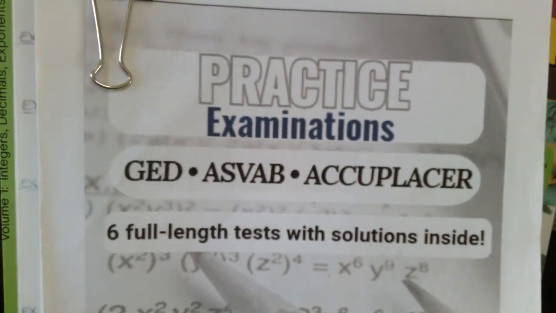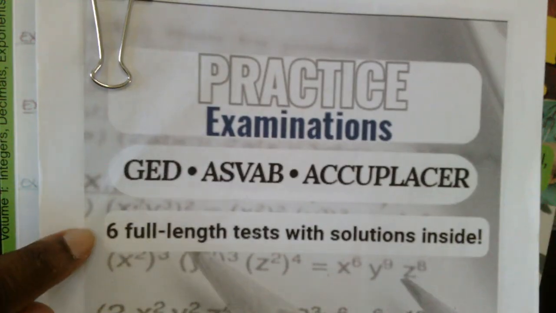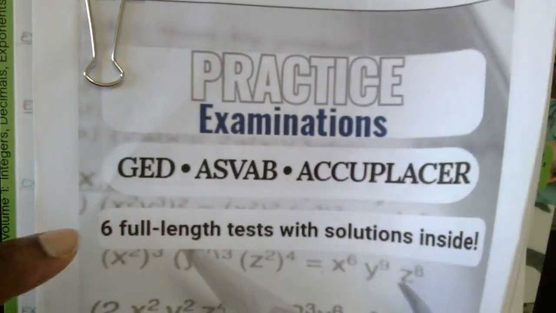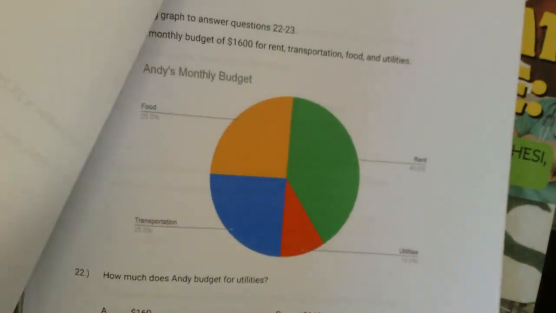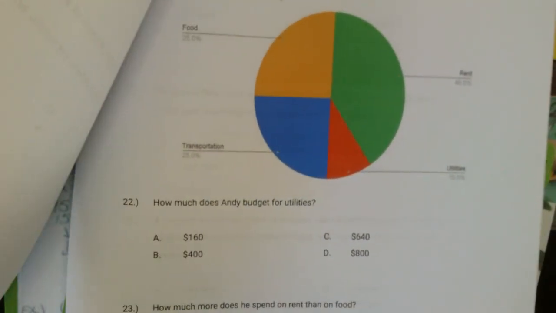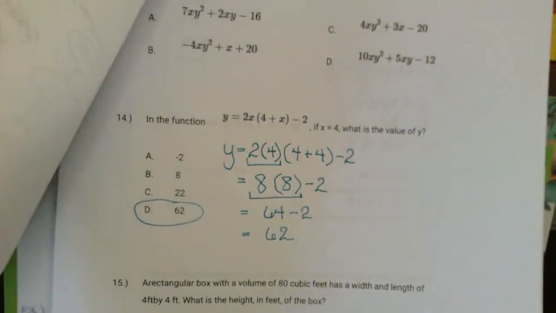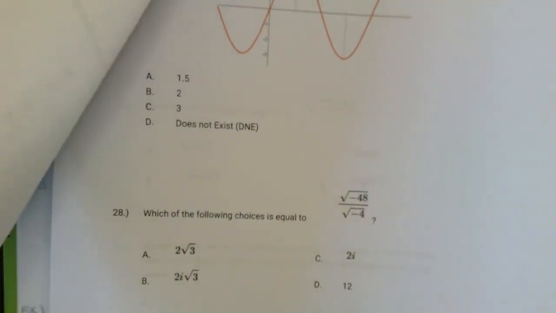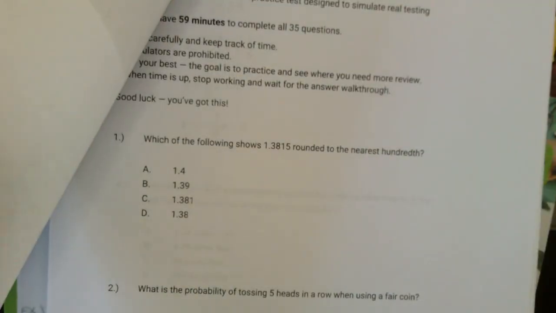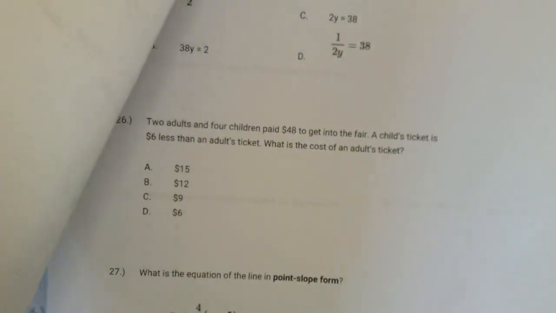So with the practice exams, this is 6 full-length tests. You need to practice the way that you're going to test. It gives you things with statistics, geometry, a little bit of factoring, everything that you need to do. All you have to do is sit down and time yourself, because you need to practice that, and it's like giving yourself a mock test. It does come with an answer key.